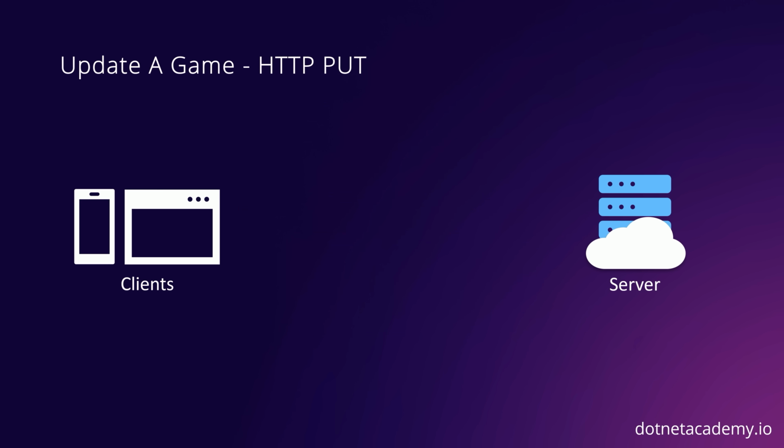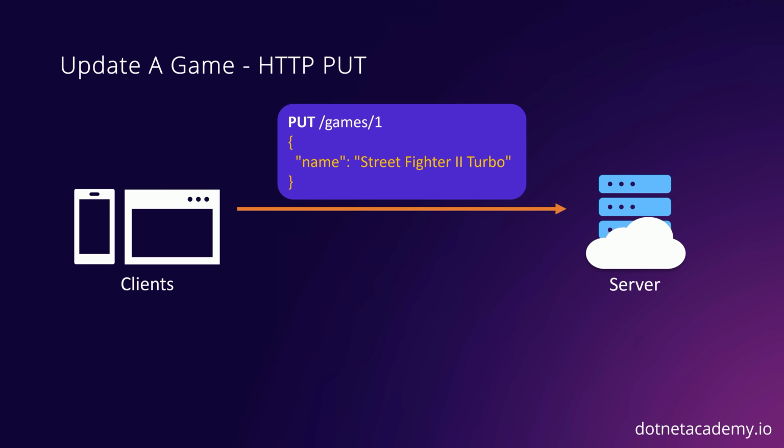To update an existing game, the client sends a PUT request with the same resource URI as the one to get a game. But this time it includes the resource state, just like in the POST scenario. The server will completely replace the state of the game associated with the specified identifier with a new state, and will typically respond only with a 204 no content status code.